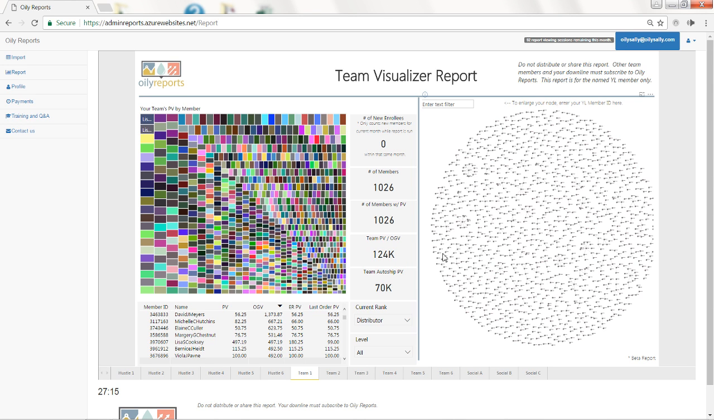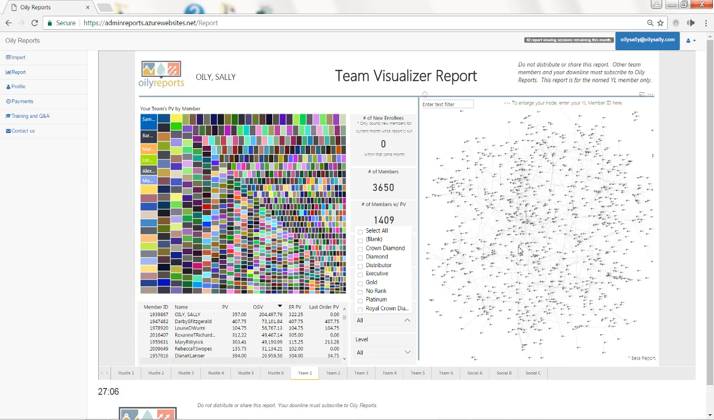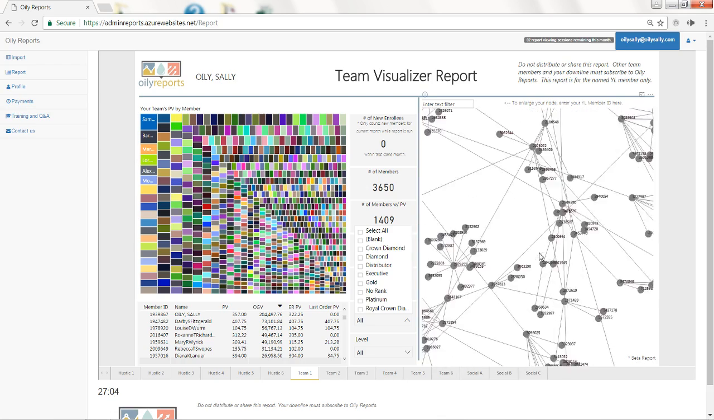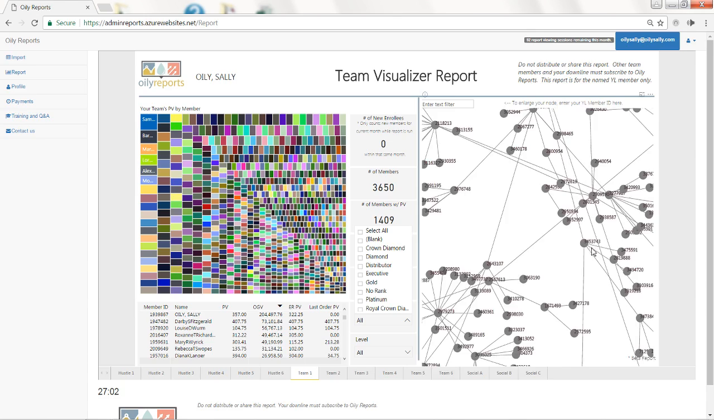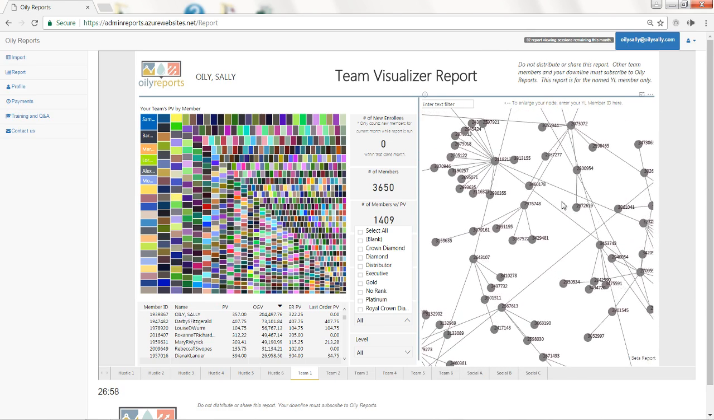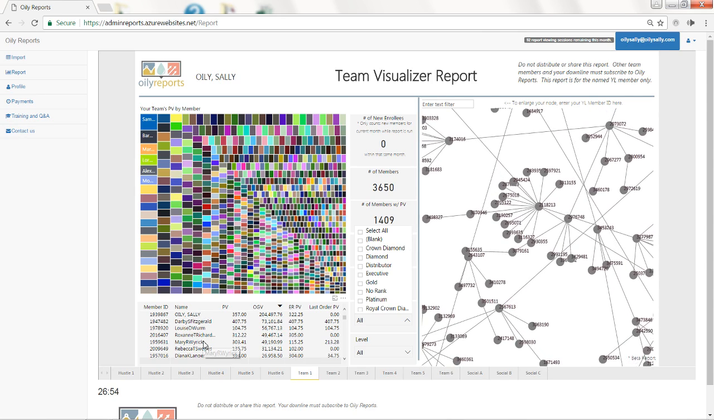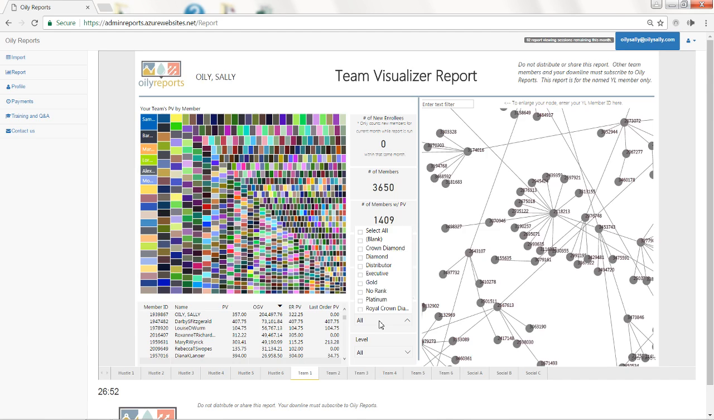Another thing you could do, just a little technique here, is whenever you are looking at this node graph and you see member ID, you could also sort by member ID here. Say you saw someone that you wanted to know, you could sort by their member ID and then be able to see which individual that is.